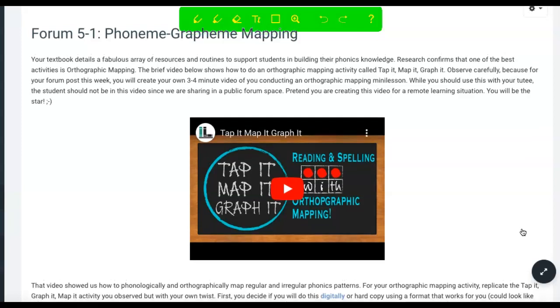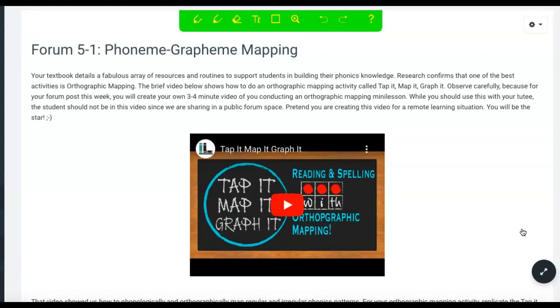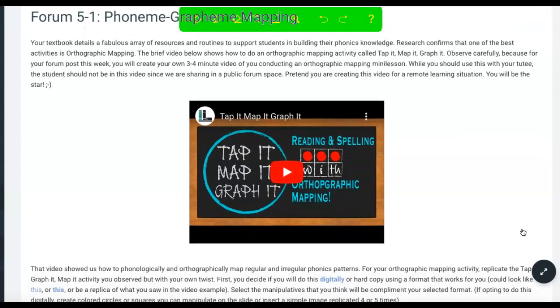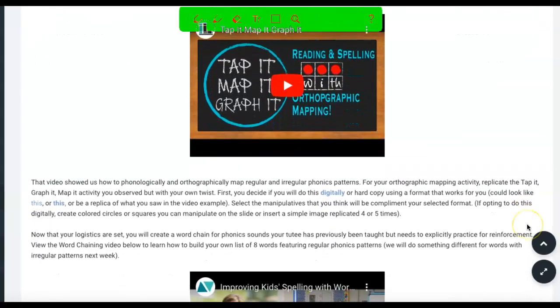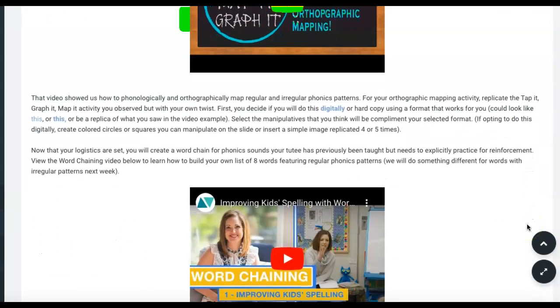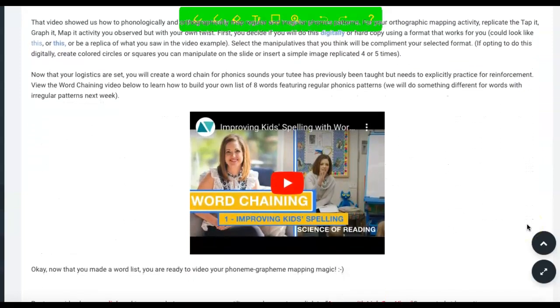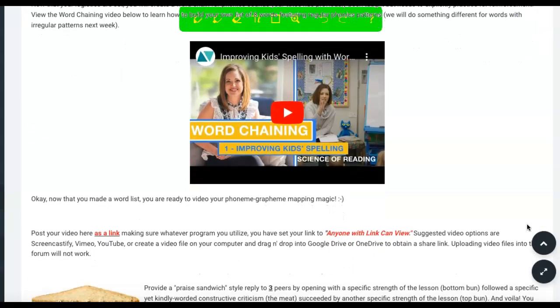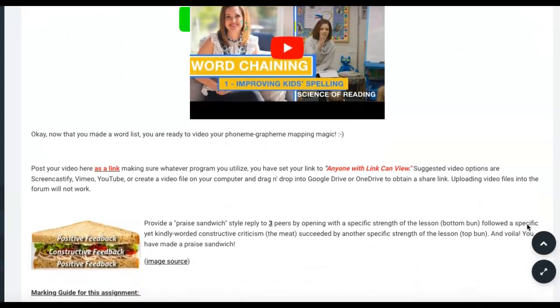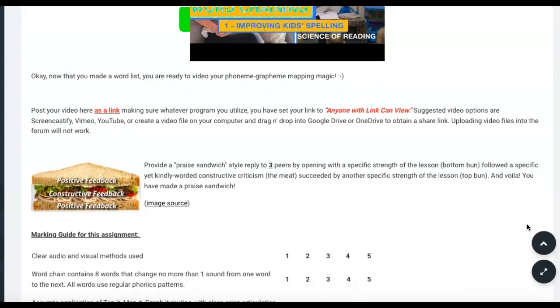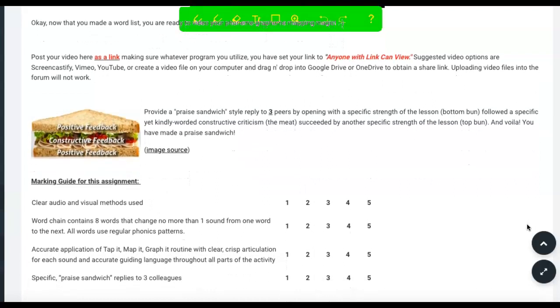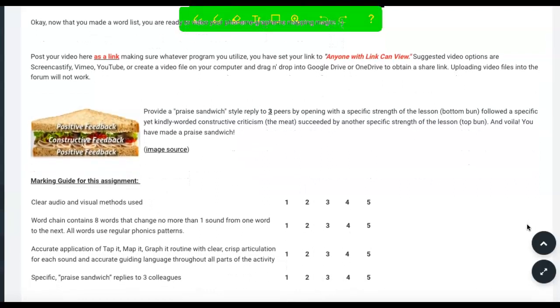Forum 5.1, phoneme, grapheme, mapping. Easy to say. You do not need to do this with your student. You're going to be teaching to the screen. The directions are laid out clearly, but if you have questions, please ask me. Here is the scoring rubric for this assignment.